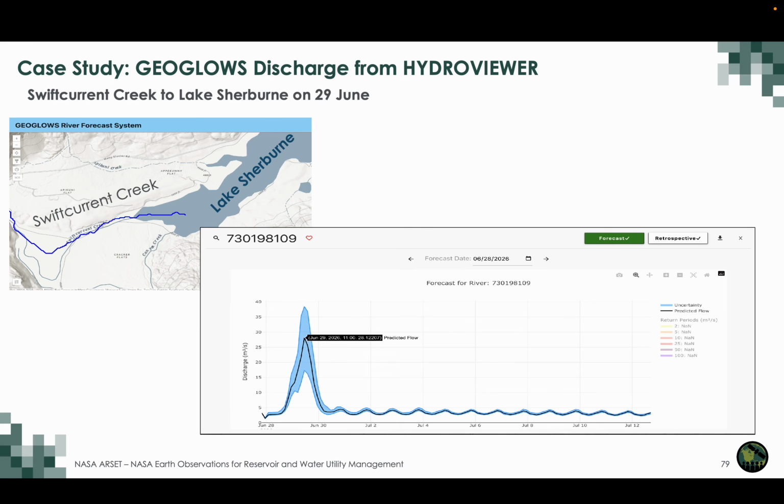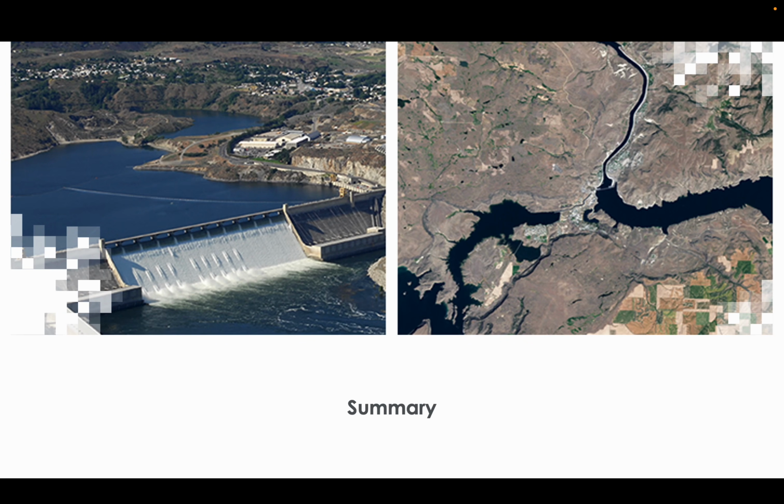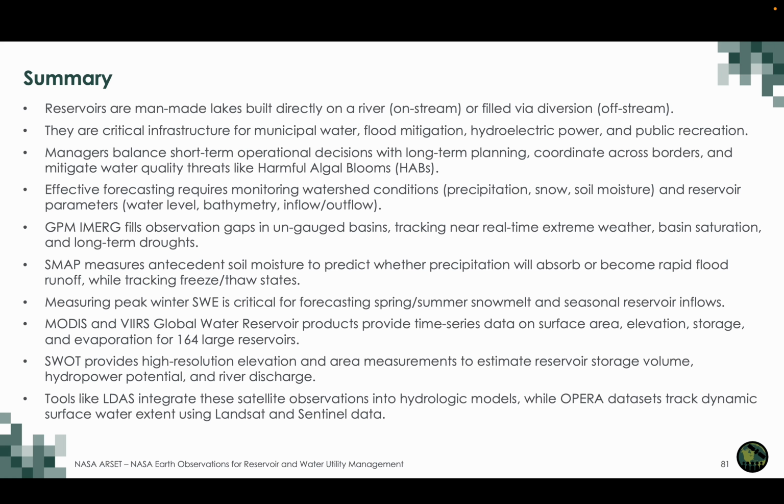So this brings us to the end of today's session, and to summarize what we saw, reservoirs are man-made lakes built directly on a river, which are on-stream reservoirs, or they are filled via diversion, which are off-stream reservoirs. They are critical infrastructure for municipal water, flood mitigation, hydroelectric power, and public recreation.